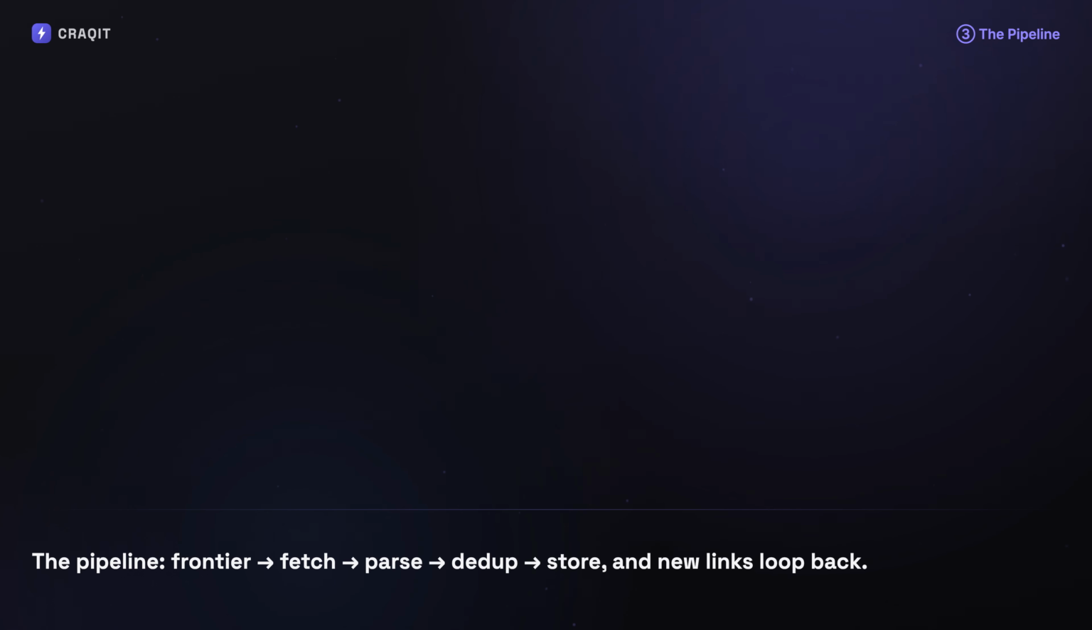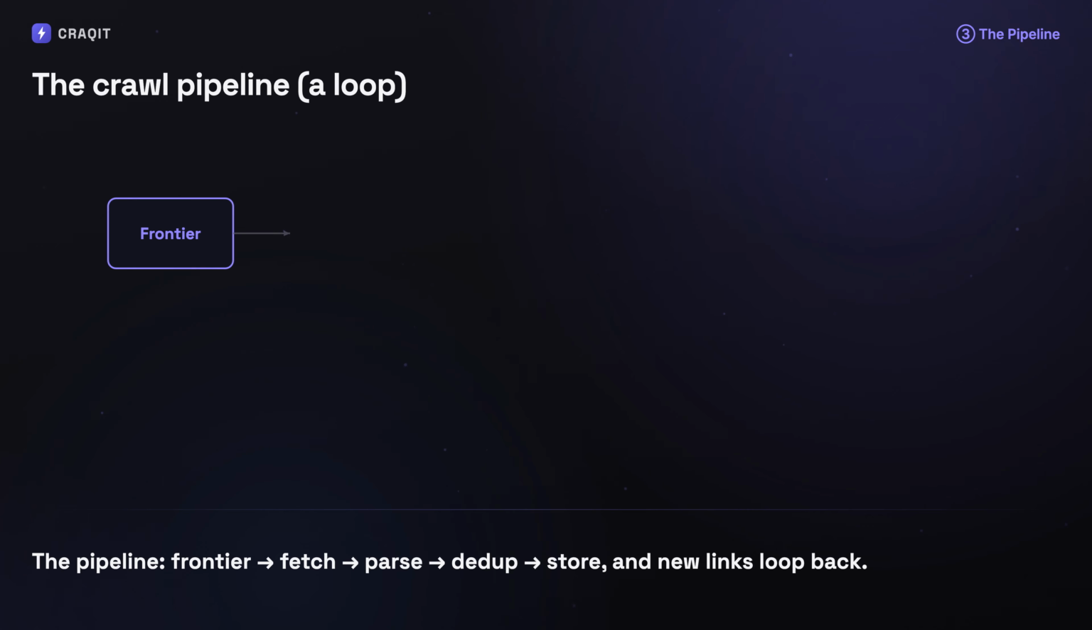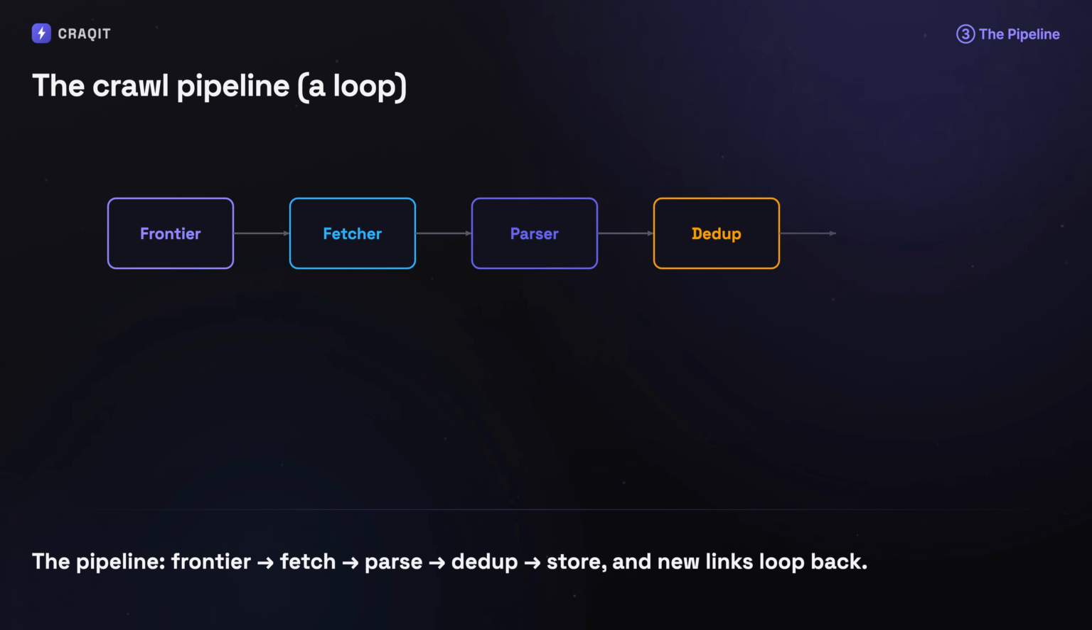Here's the architecture as a loop of components. The URL frontier is the to-do list of what to crawl next, the heart, and we'll open it up in a moment. The fetcher downloads the page, respecting robots.txt and politeness. The parser extracts text and links from the HTML.